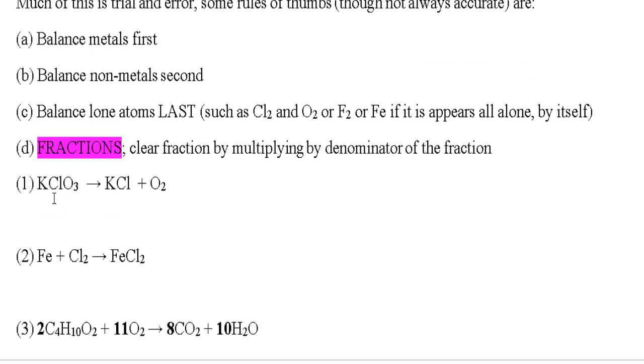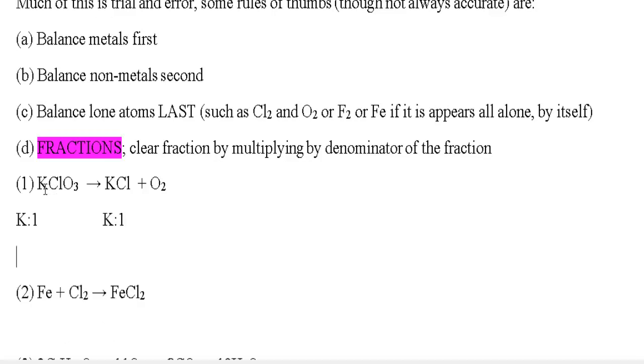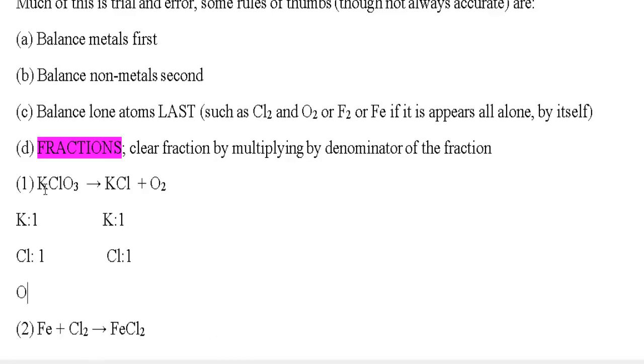You want to make an inventory. So we have reactants, which is to the left of this arrow, products, which is to the right of this arrow, and you just make sure you have accountability. This problem is a good problem because it tells us about fractions. So KClO3, potassium chlorate, goes to KCl plus O2. How many Ks do we have? 1 K, 1 K here. We have 1 Cl here, 1 Cl here. Oxygen. Uh-oh, we have a problem here.